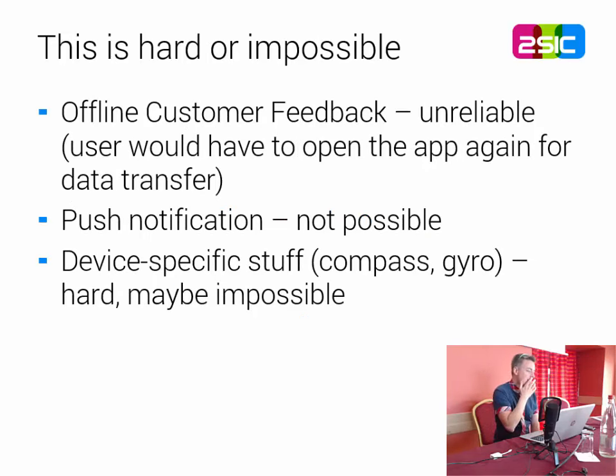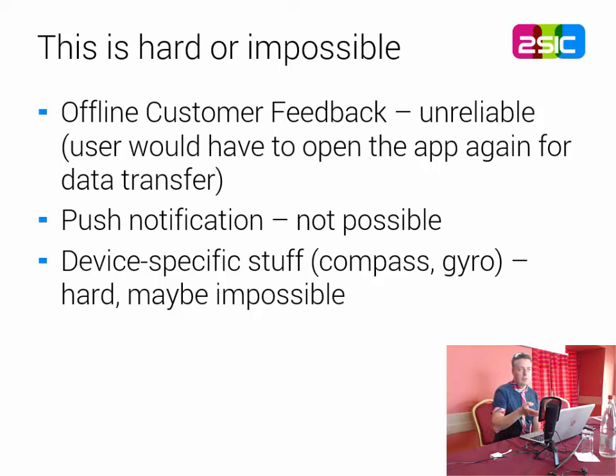Then here are some things that won't work. For example, offline customer feedback is not really going to work. That's what I was just saying, because they're not going to be reliable enough to hit sync again at the end of the day. Push notifications do not work. So for many things, it simply doesn't matter. But there are cases where you need push notifications, where the system must alert the user that something important has just changed. That's not going to work. There's just no clear API for that.